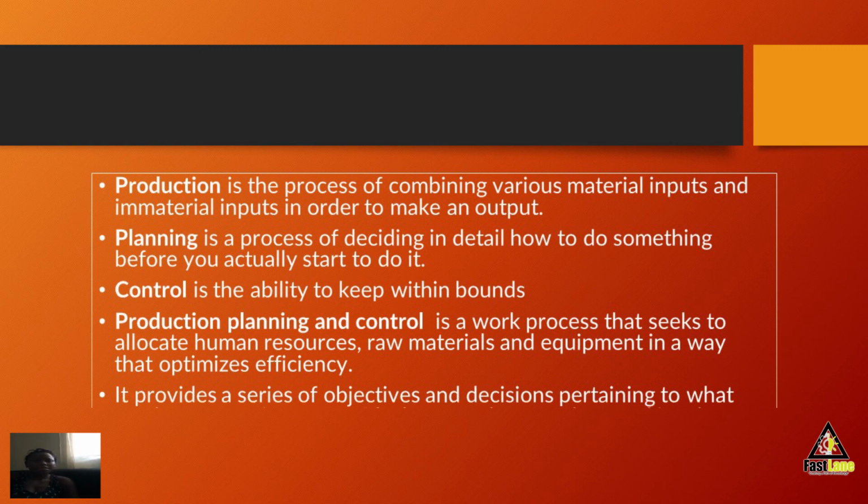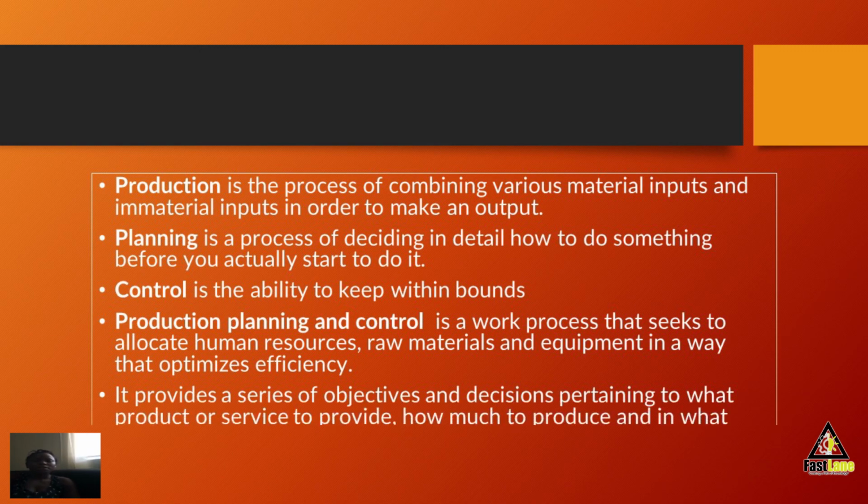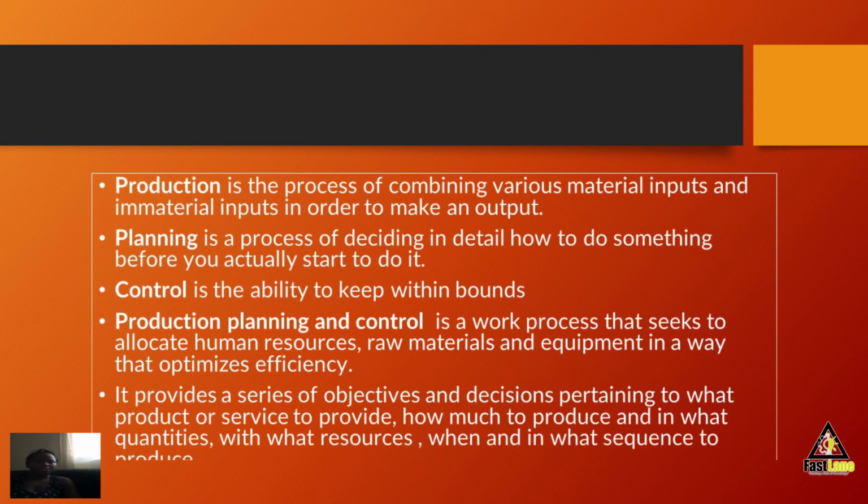This is a work process that seeks to allocate human resources, raw materials, and equipment in a way that optimizes efficiency. So once your production is controlled, once you have made a plan for your production, you will definitely optimize efficiency. So the production planning and control provides a series of objectives and decisions pertaining to what product or service to provide, how much to produce, and in what quantities, with what resources, when, and in what sequences to produce.